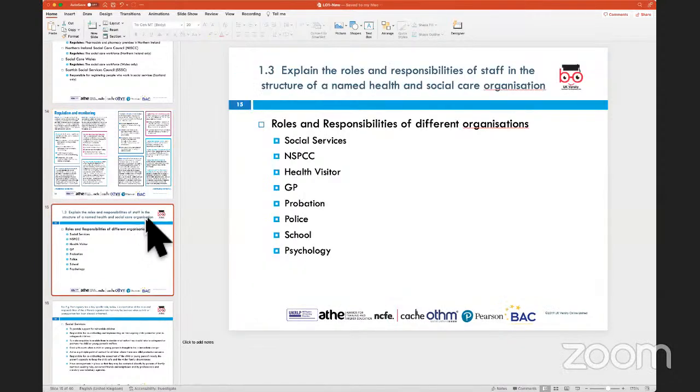Okay. The next assessment criteria looks in detail at the roles and responsibilities of staff that work within a particular regulator or a particular provider. There are roles and responsibilities we can cover for people who work within different organizations in the health and social care sector. They could be people who work in social services, as health visitors, GPs, people who work within the police, school, psychology. When we look at dinner ladies in the school, or a nurse based in the school providing medical services to children if they get injured or need medication, we are looking at a lot of different types of roles which people can take up within this sector.